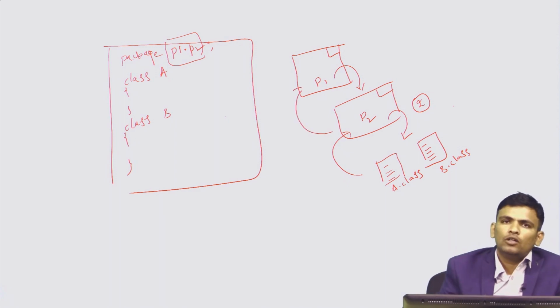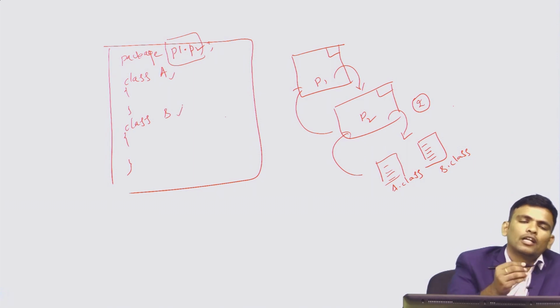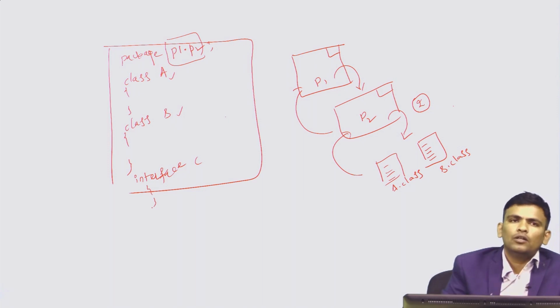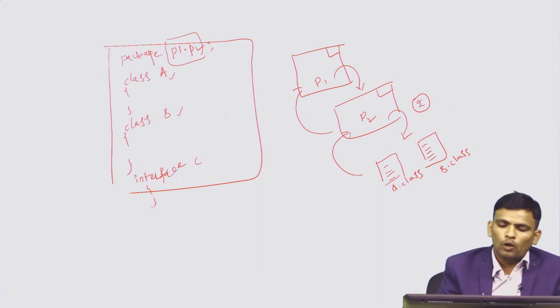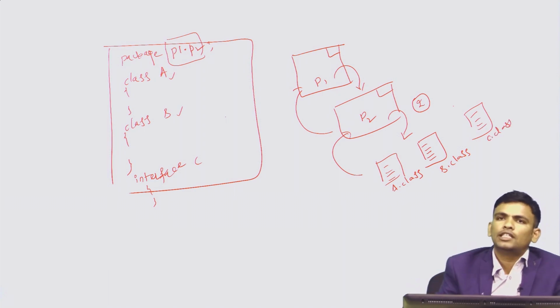So p1.p2 means first it will create the root folder p1, inside p1 the p2 folder, and inside p2 the respective .class files for class A and class B. And if you are using an interface, say interface C, so assume two classes and one interface, then for every interface it also generates a .class file. So it will generate three .class files, including C.class for the interface. Now I will explain these points programmatically.